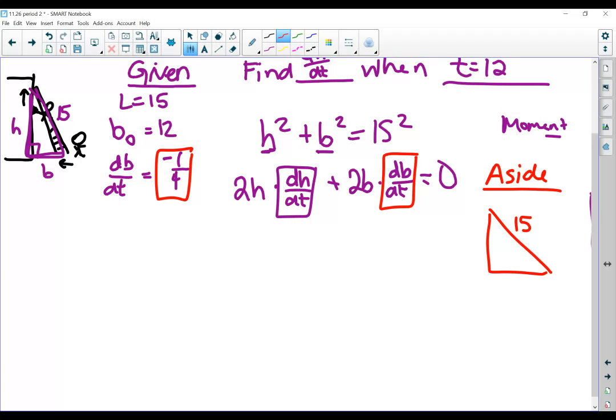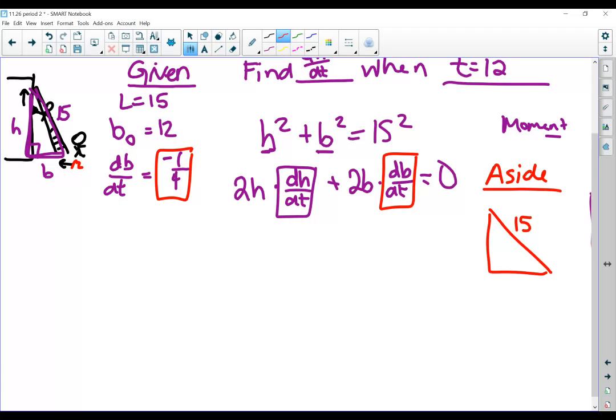Well, we've got to think through this, okay? I know 12 seconds have gone on, and I know the base started at 12. So at time 0, it's 12, but it's moving in. So it's not 12 the whole time. It's only 12 at the start. So I need to figure out where it's at 12 seconds later. Oh, but I do know that the rate is 1/4 of a foot per second.